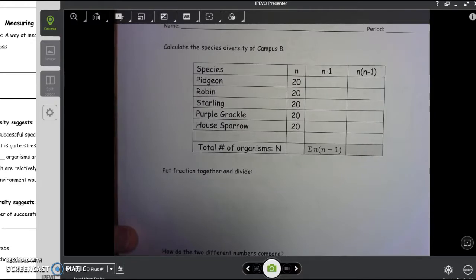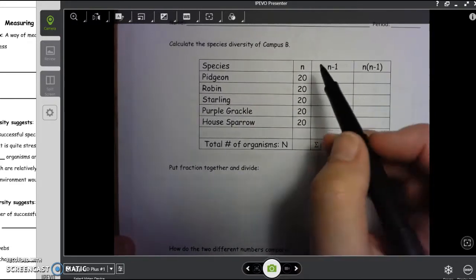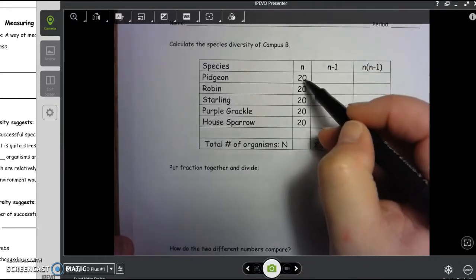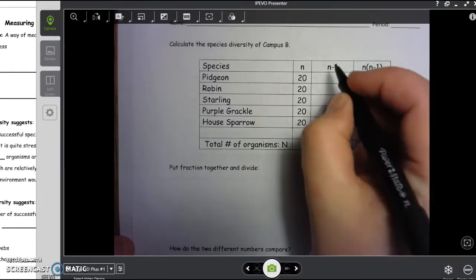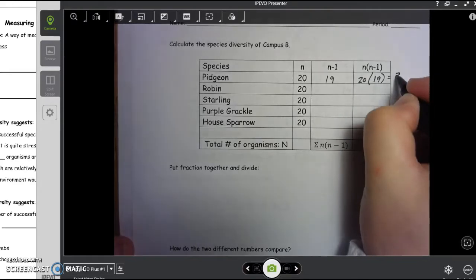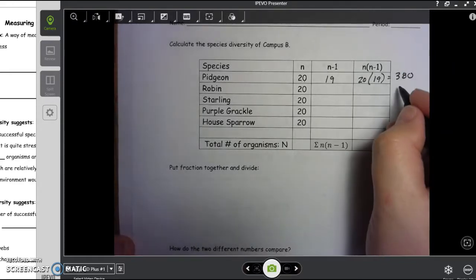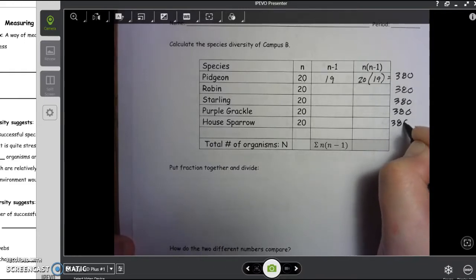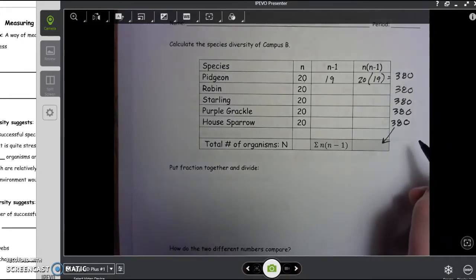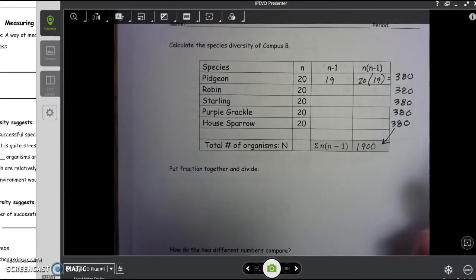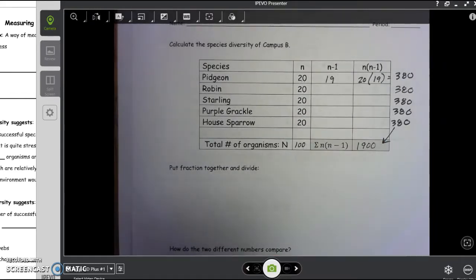So let's go ahead and calculate this together. The thing about this one is it's very easy because it's the same all the way down. You have 20 minus 1 is 19. 20 times 19 equals 380. And so of course it's the same all the way down. And then our total is 1900. Our total number of individuals is 100.